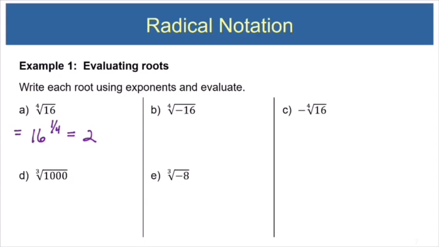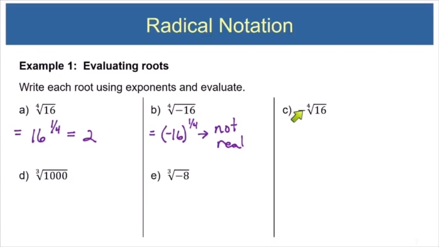In part B, we have 4th root of negative 16. So in exponential form, that would be negative 16 to the 1/4 power. In this case, we would be looking for a number whose 4th power is negative 16. And of course, any real number raised to the 4th power is going to be positive. So this is not real. Notice that if you have a negative value under the radical, you cannot do an even root of a negative number. That's always going to be not real.